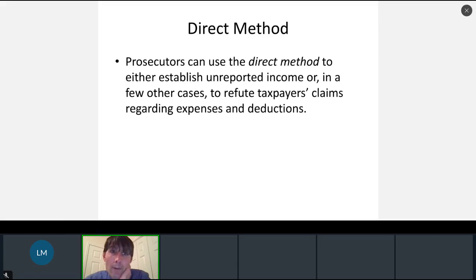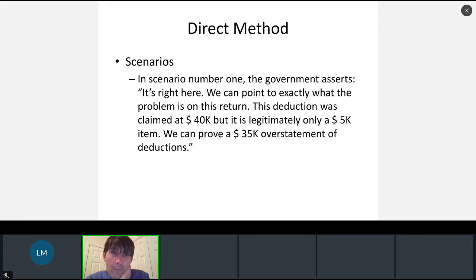Prosecutors can use a direct method to either establish unreported income or, in a few other cases, to refute the taxpayer's claims regarding expenses and deductions. Here are some scenarios. The first scenario is one where the government asserts, it's right here. We can point to exactly what the problem is on this return. This deduction was claimed at $40,000, but it is legitimately only a $5,000 item. We can prove a $35,000 overstatement of deductions.